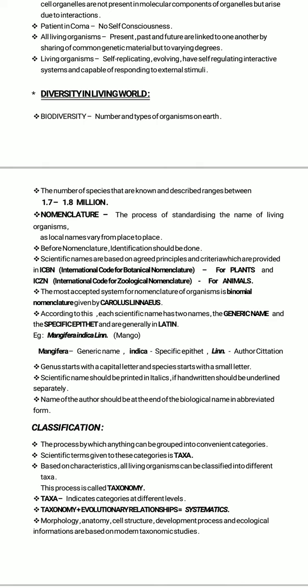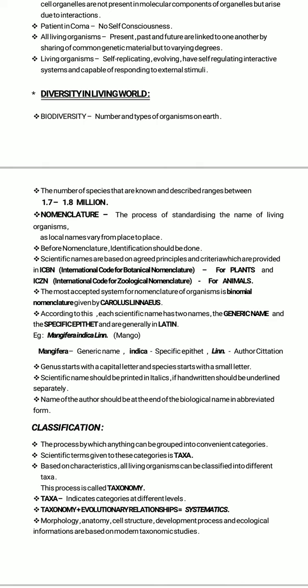Here Linn means Linnaeus, which is called the author citation, the abbreviated form of the name of the author who identified that species. The author citation is given for that particular species. The genus starts with a capital letter when writing the name of a plant or any organism, and the species starts with a small letter.